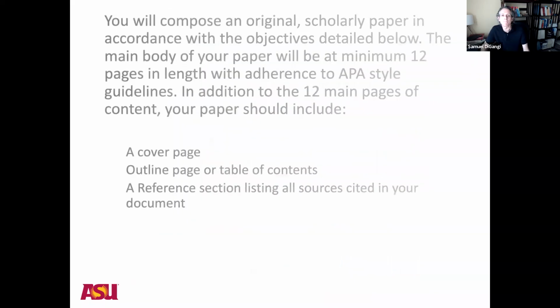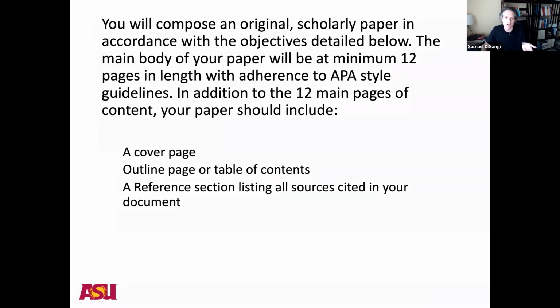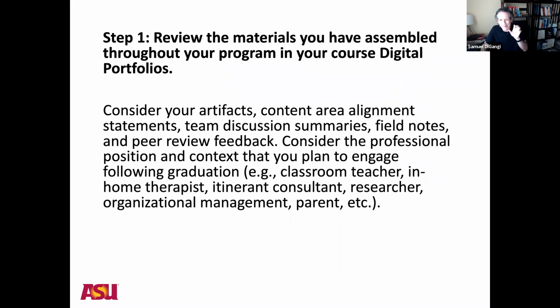your program. So the culminating paper, and I'll read a bit of this. The culminating paper is a minimum 12-page document, and structured with an outline, a table of contents, a reference section. And in your culminating paper, you will consider the artifacts, content area alignment statements, team discussion summaries, field notes, peer review feedback, the materials, the experiences from throughout your program, and consider the professional position and the context that you plan to engage in following graduation.